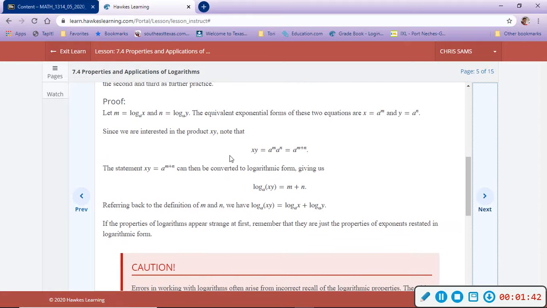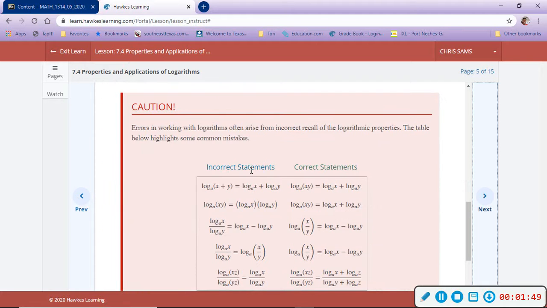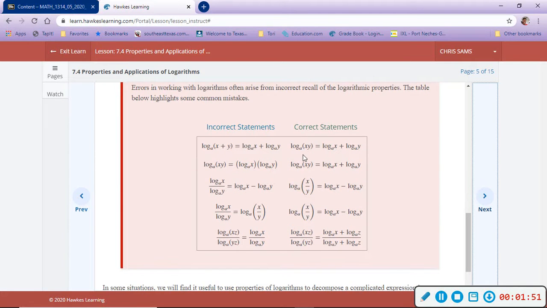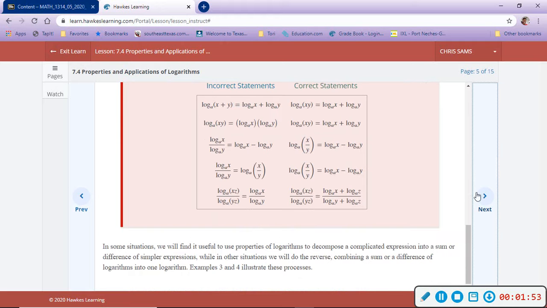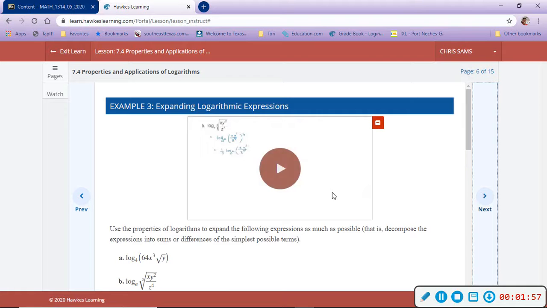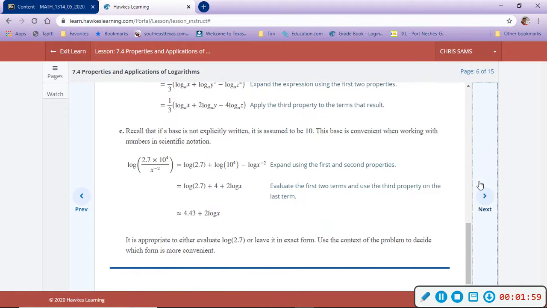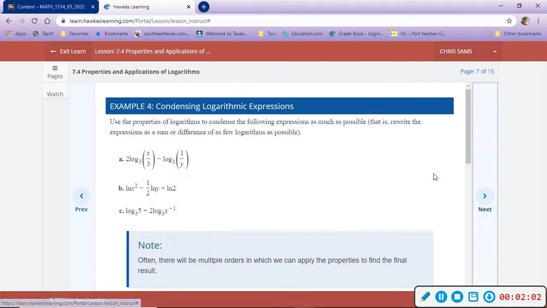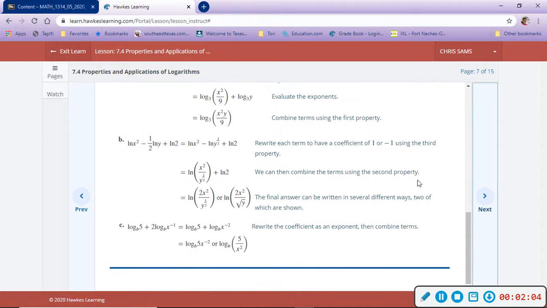They kind of go over some proofs and show you again, using those properties of exponents right here, showing you that they're equal, and they show you some common mistakes here. So do look at those. Alright, so they give you a few examples. Let's skip over those. I'll just show you some in practice.